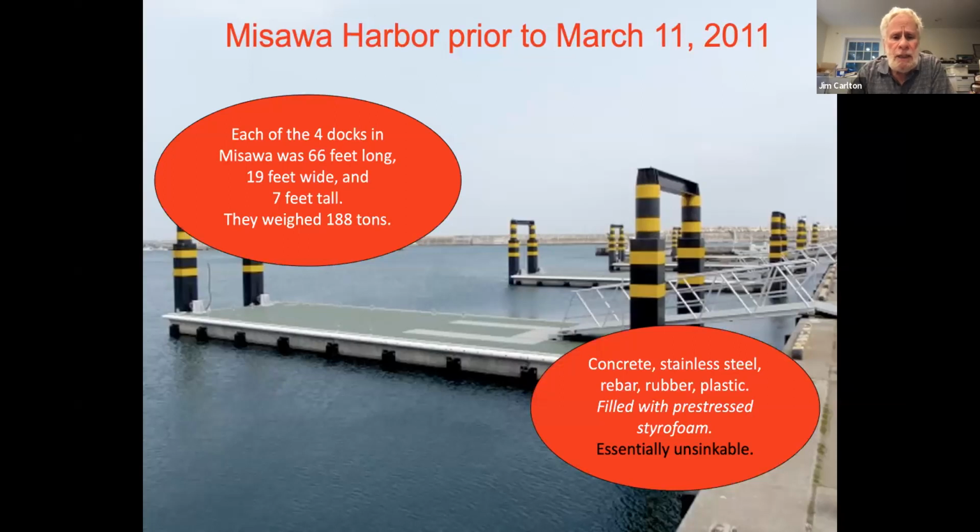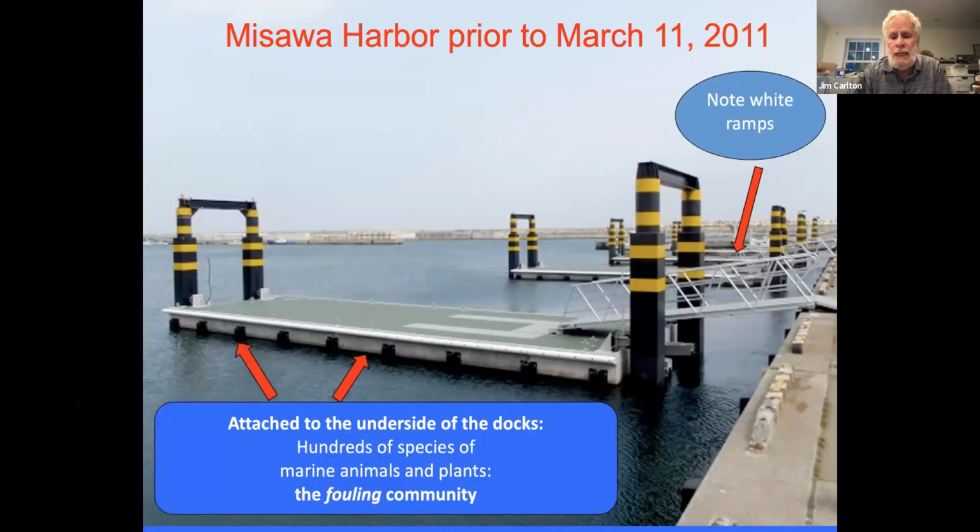Each of the docks, 188 tons, essentially unsinkable. Concrete, stainless steel, rebar, filled with pre-stressed styrofoam, a life of about 500 years. They can either be in the water or they're on land, but they can't sink by the nature of their design. We know that under those docks were hundreds of species of marine animals and plants, the fouling community. And we have a little arrow here saying, note the white ramp. I'm going to show you the next day.